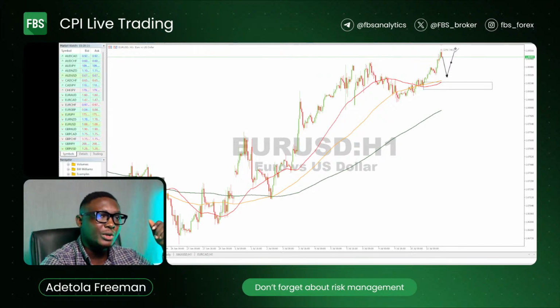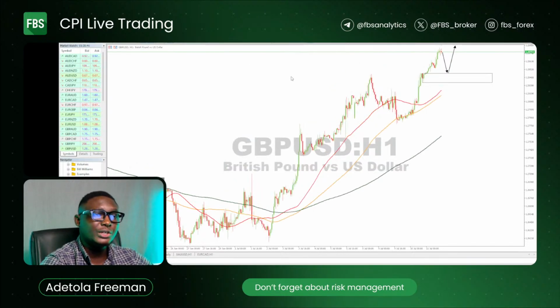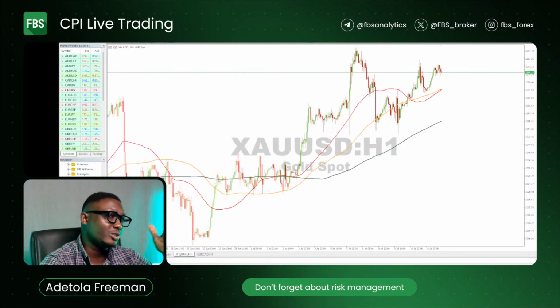Because as you can see, we also have the 100 period moving average, the 100-hour moving average, as a confluence right here. And if that's not enough to convince you, we also have this trend line support, which is also expected to play an important role in whatever is going to happen today. We can see how that is looking already. So let's go to gold.